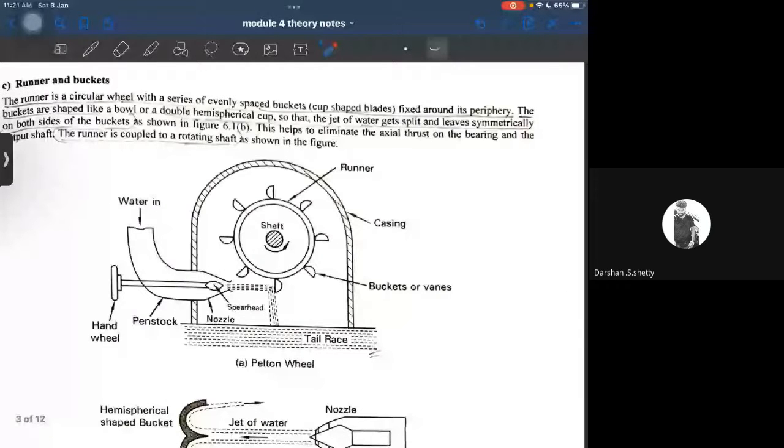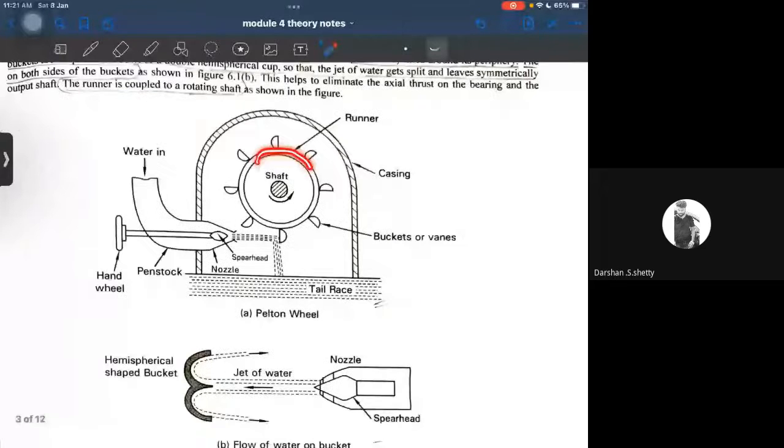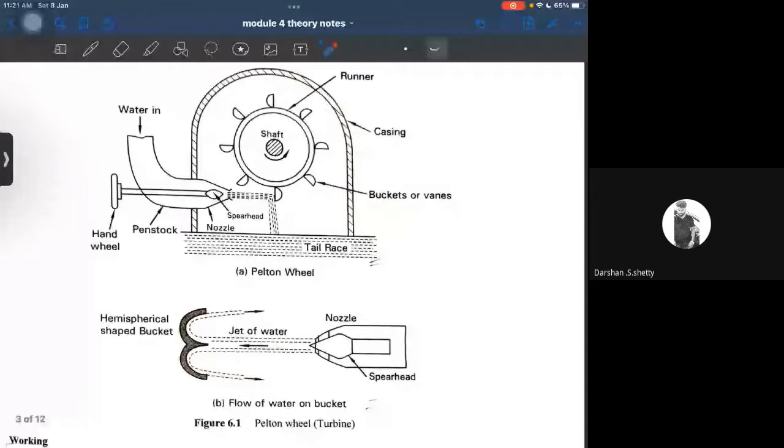So it is very, very simple. You'll be having a shaft. On the shaft, you'll be having dual-shaped, hemispherical-shaped cups like this. The hemispherical-shaped buckets or cups would be something like this. Okay, and this sort of cups would be mounted all along the circumference of the shaft.